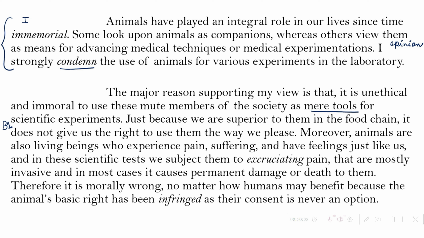Now before writing the second point, I'm using a linker. Moreover, animals are also living beings who experience pain, suffering, and have feelings just like us. And in these scientific tests, we subject them to excruciating pain that is mostly invasive. Invasive means they inject something or cut open. And in most cases, it causes permanent damage or death to them.